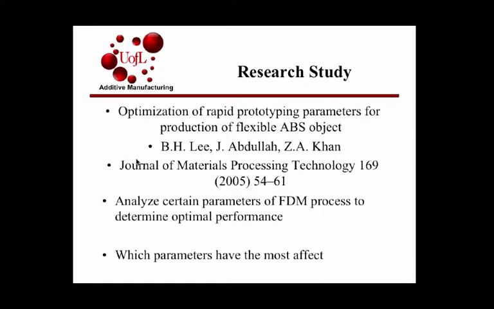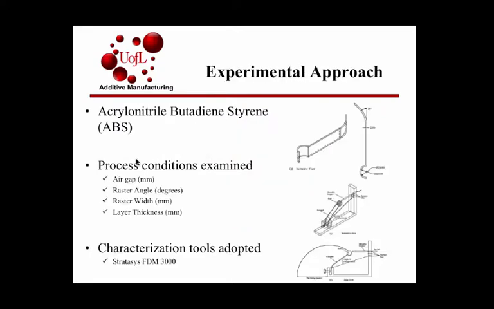The main scope of the research paper I read about was analyzing certain parameters of the FDM process to determine which parameter actually gave the best result to the part, or was the most optimal for the output performance. And again, basically just addressing which parameters were the most effective. Again, the material was ABS.